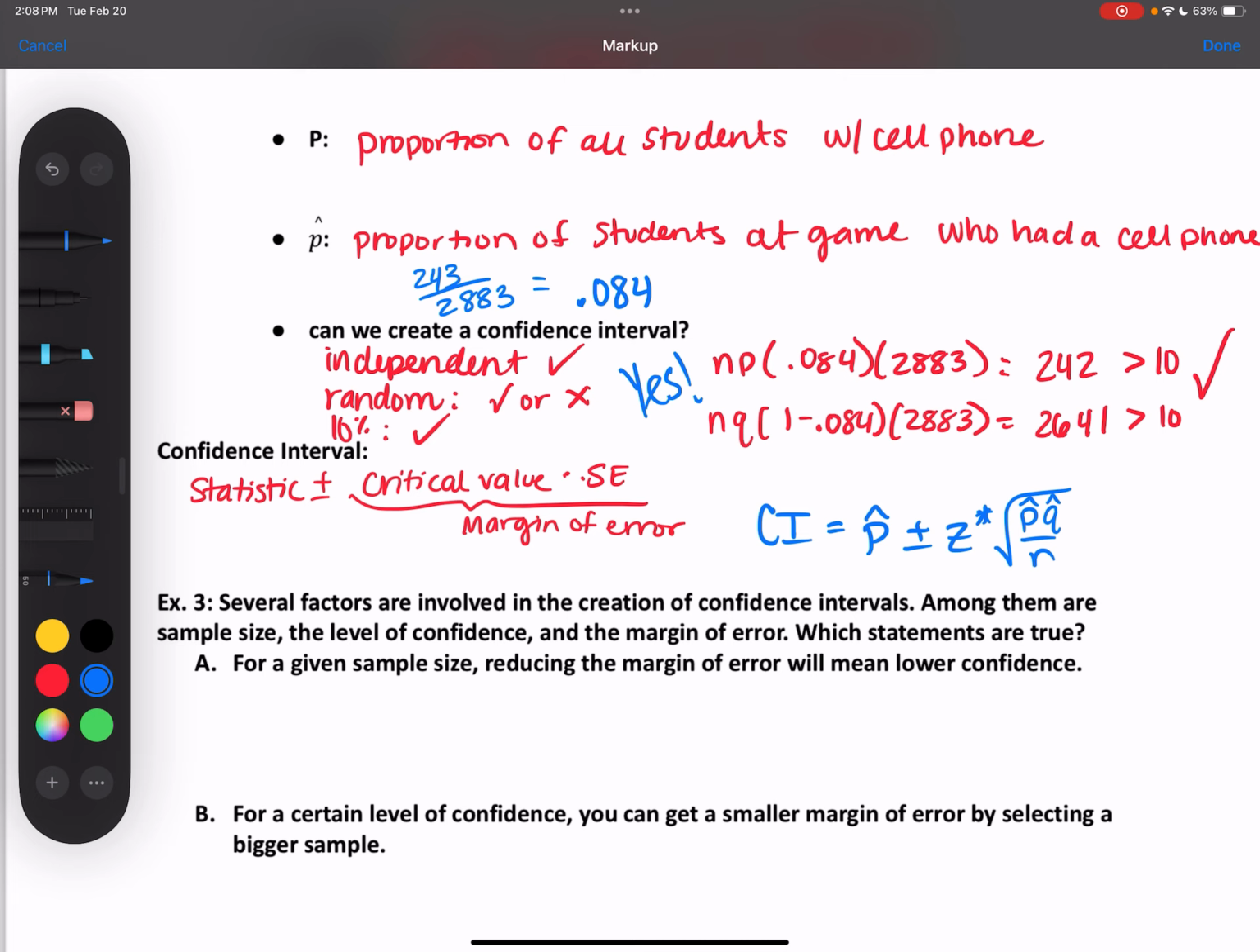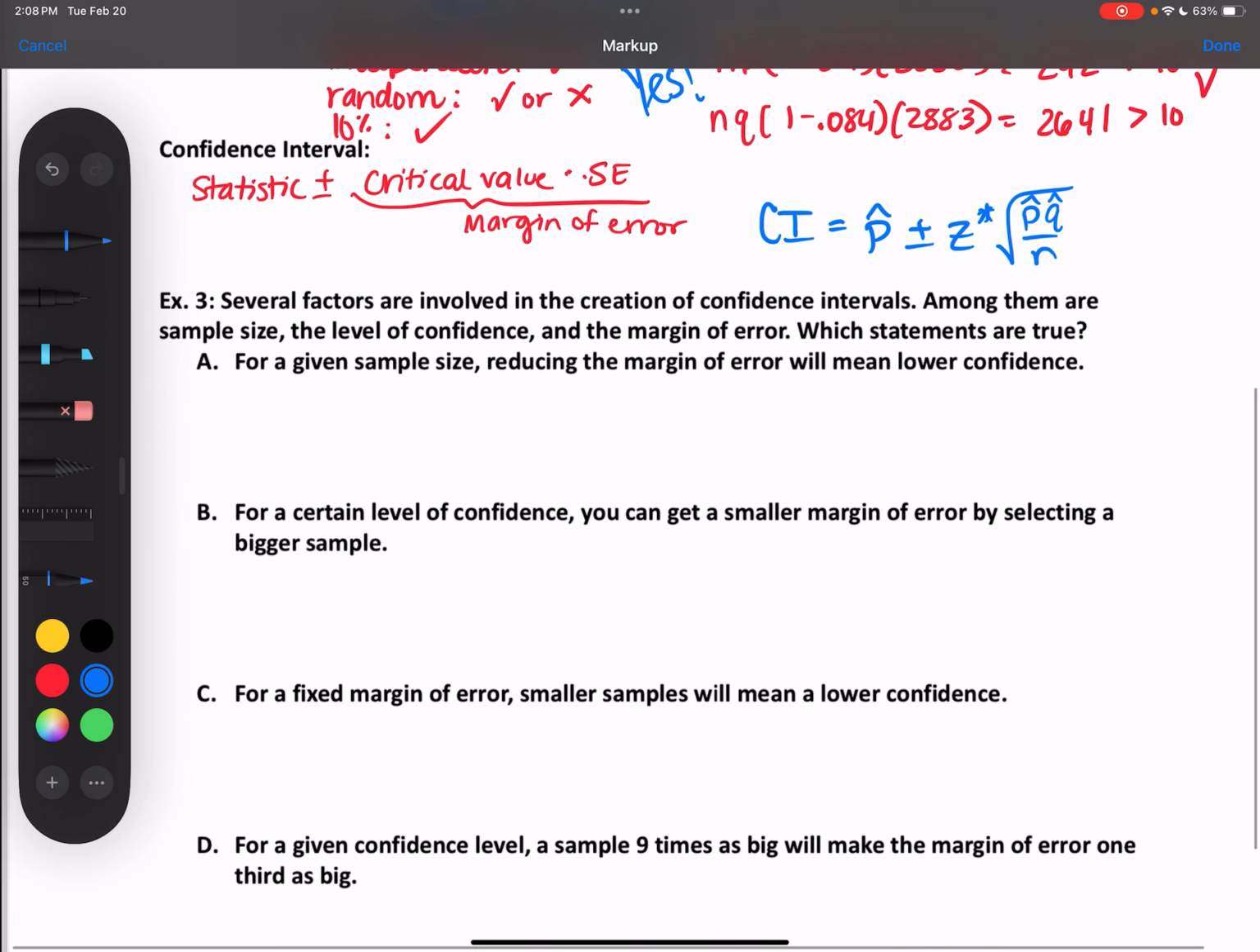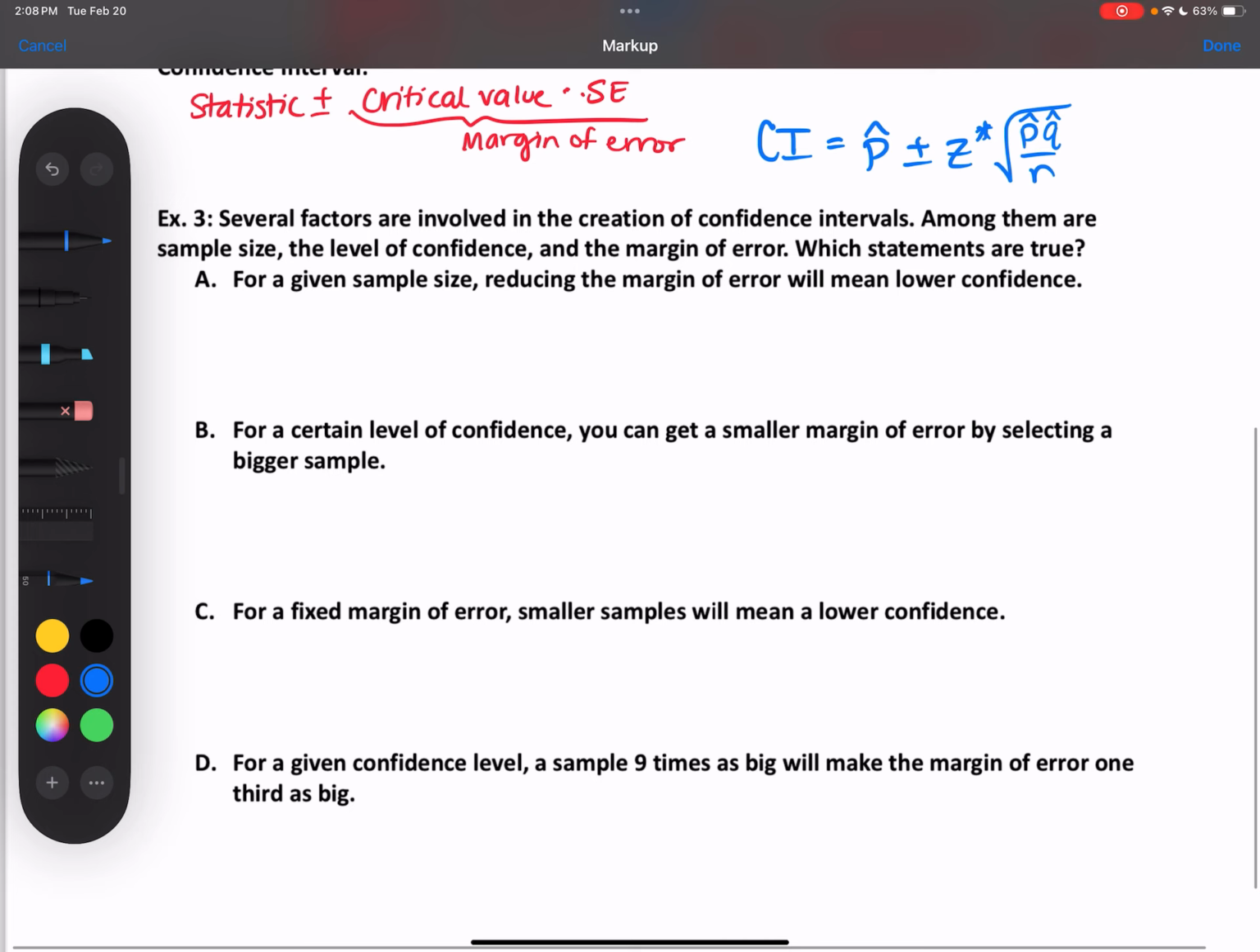All right, these next type of questions could be a concept type question you could see on the test potentially, okay? Because even though they're in the examples, they are kind of more concept type questions. So, several factors are involved in the creation of confidence intervals. Among them are sample size, level of confidence, and margin of error. Which statements are true? And we're going to say why or why not, based on if it's true or false. For a given sample size, reducing the margin of error will mean lower confidence.